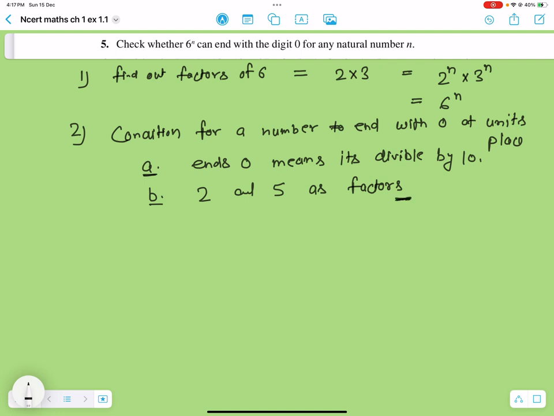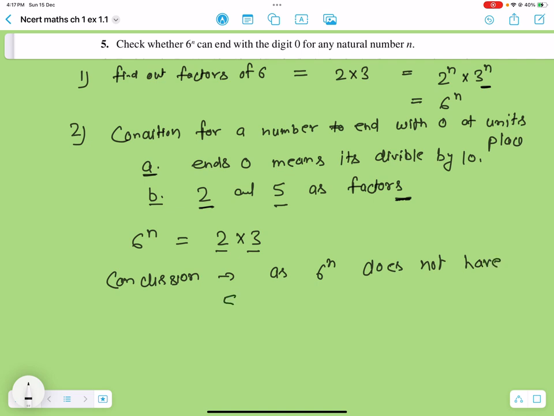If you match these conditions against the factors of this number, you can see 6 raised to power n has 2 prime factors, 2 and 3. But the condition says it should have 2 and 5 both as factors. So our conclusion would be, as 6 raised to power n does not have 5 as a factor, it can never end with digit 0, right? So that's pretty easy to prove.